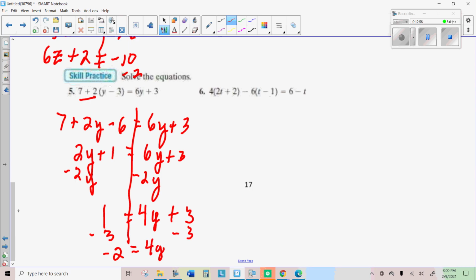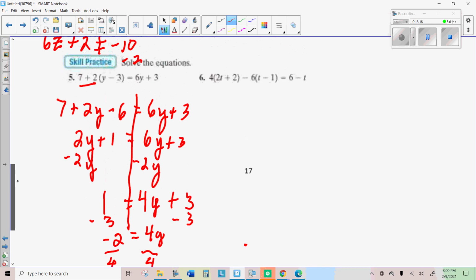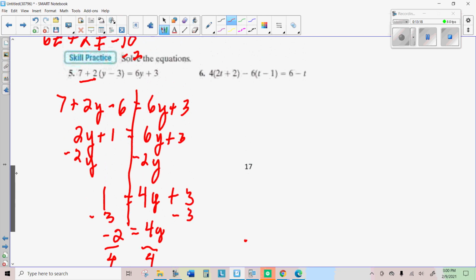And careful on this, a lot of students will make a mistake here. I need to divide by 4 to get 1y. And negative 2 divided by 4 is actually negative 1/2, or negative 0.5. A lot of students would think that's negative 2, but then they're dividing backwards. All right, you go ahead and try number 6. See if you can get the right answer there. Make sure you distribute negative 6 here.